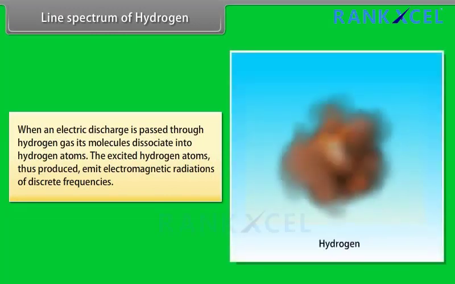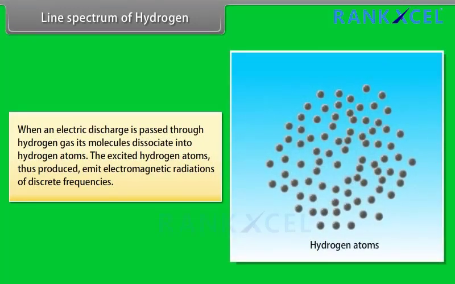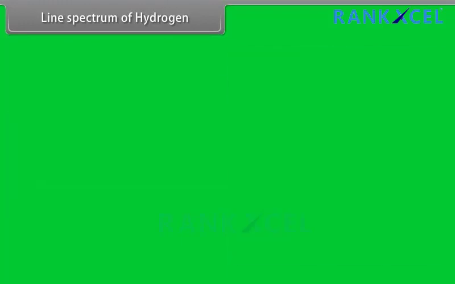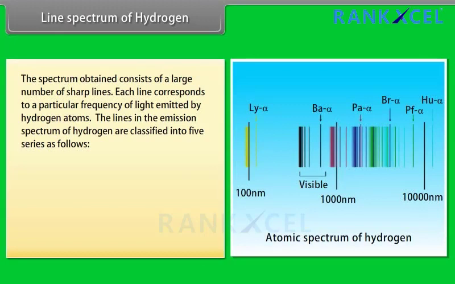Line spectrum of hydrogen. When an electric discharge is passed through hydrogen gas, its molecules dissociate into hydrogen atoms. The excited hydrogen atoms, thus produced, emit electromagnetic radiations of discrete frequencies. The spectrum obtained consists of a large number of sharp lines. Each line corresponds to a particular frequency of light emitted by hydrogen atoms. The lines in the emission spectrum of hydrogen are classified into 5 series as follows.